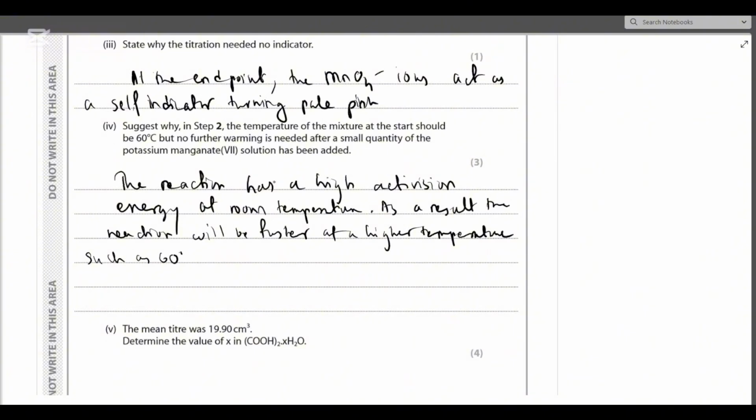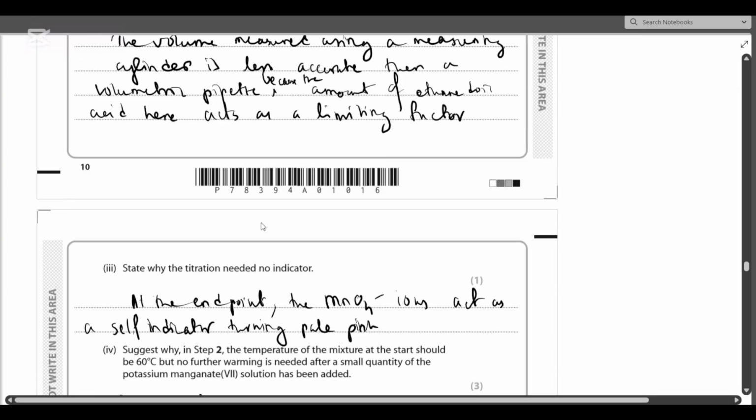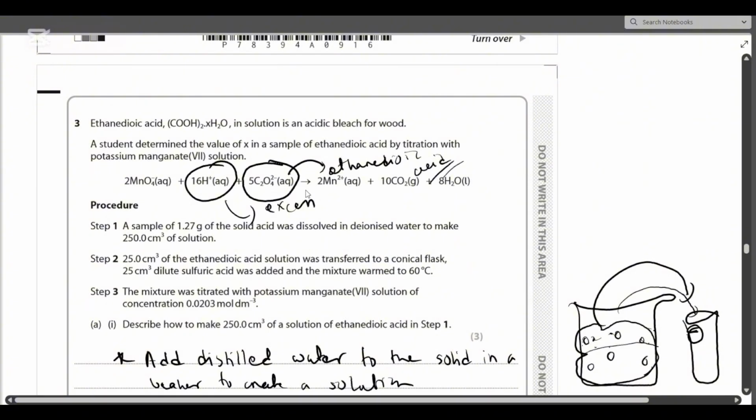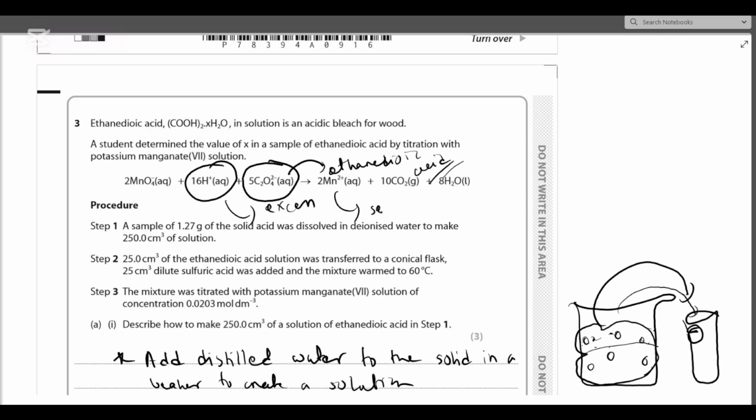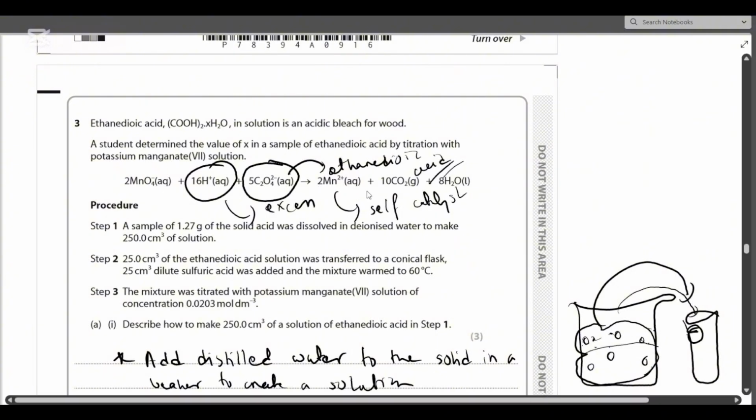Now, they again said that no further warming is needed after a small quantity of the potassium manganate 6 solution has been added. Why is that the case? Because we can see very clearly in this reaction that Mn2+ ions are produced as one of the products, which acts as a self-catalyst. So when you add MnO4- ion, the product is produced, so the concentration of Mn2+ ion is increasing.